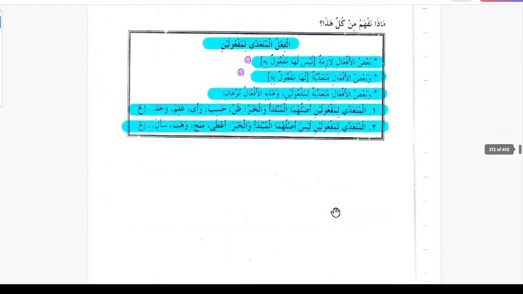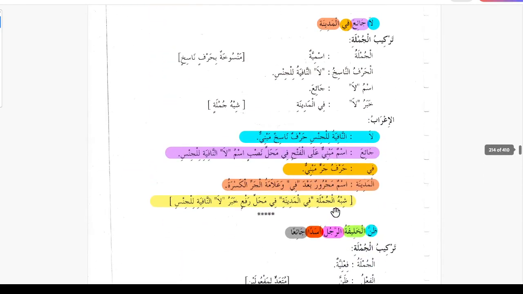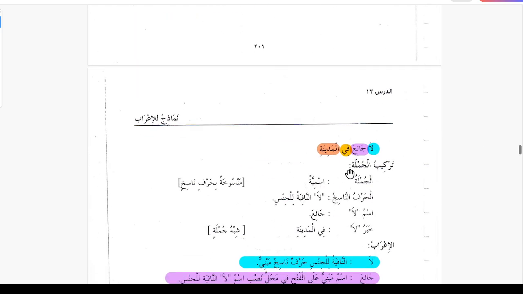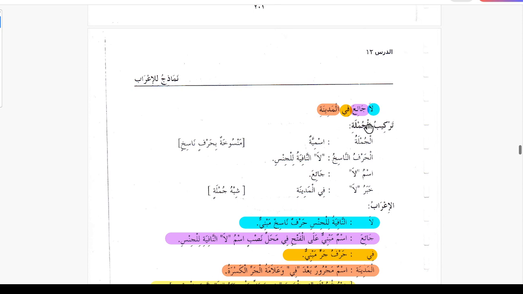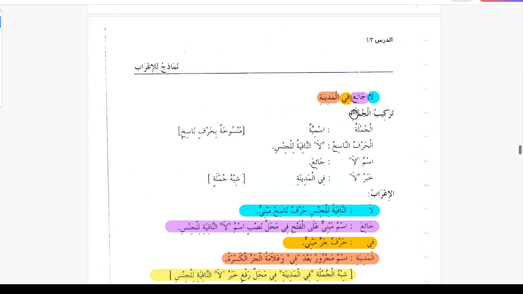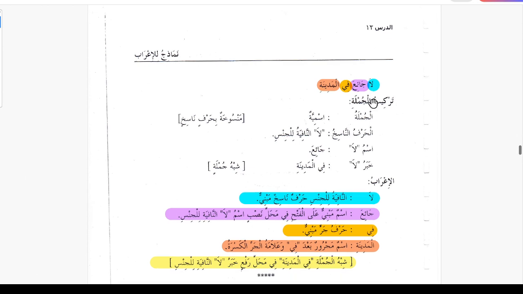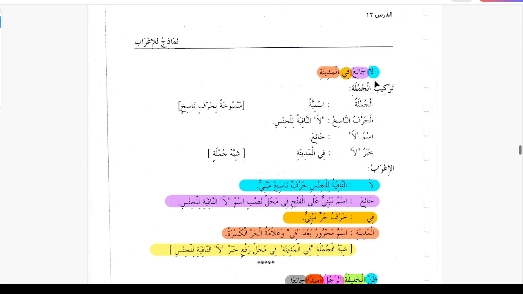Now we're going to do some i'rab here. La jaiya fil madinati. There is absolutely no one hungry in the city. So now we know this la is nafiyatu lil jins, and jaiya is ismu la nafiya, and fil madinati is jarun majrurun shibu jumla khabar la nafiya lil jins. So this is the use of la here.